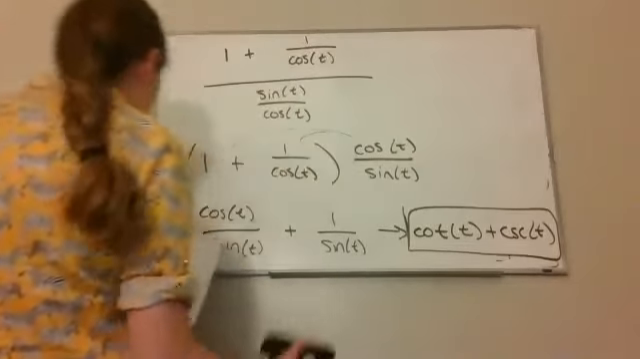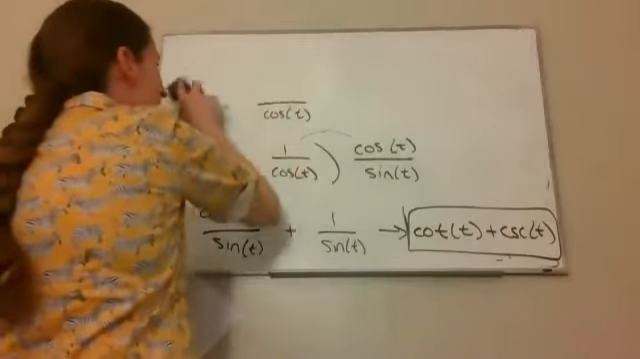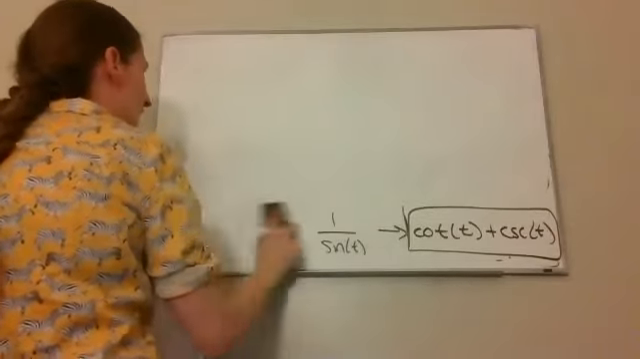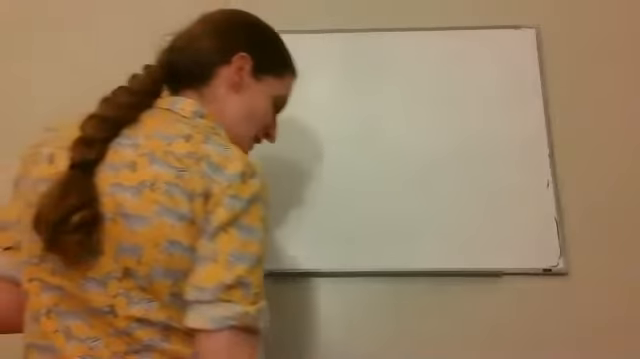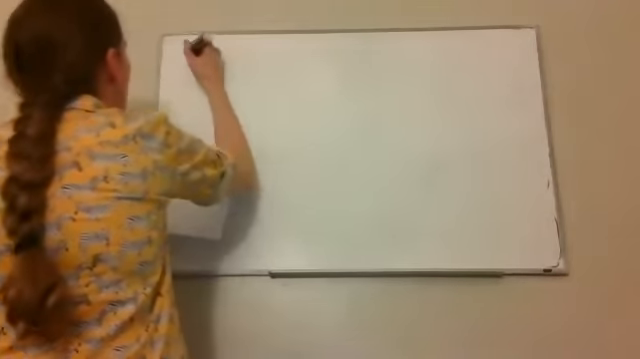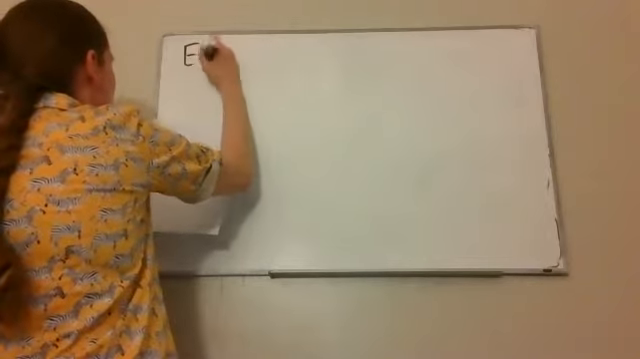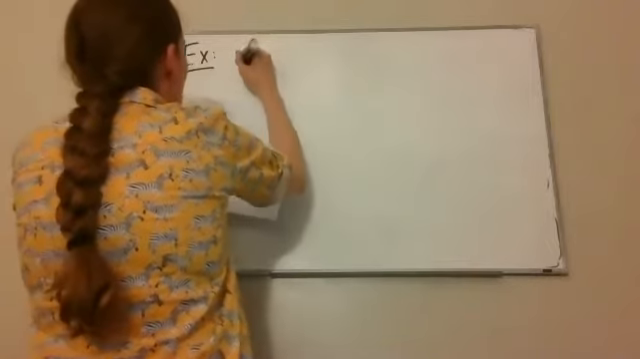All right. So we've had some practice simplifying some things. Now let's try to verify some identities. So in a way, we're going to be proving that these identities are true, using just the knowledge that we have.